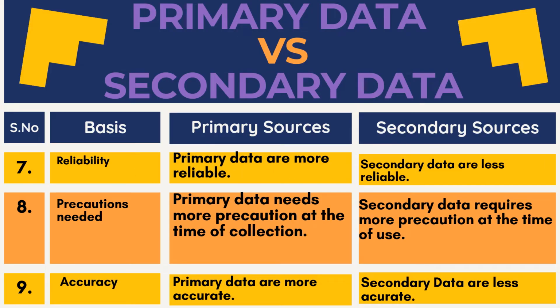Next point, reliability. Seventh point, that is reliability. Primary data are more reliable as they are original, and secondary data are less reliable, we can say. Now moving to the eighth point, the precautions needed.